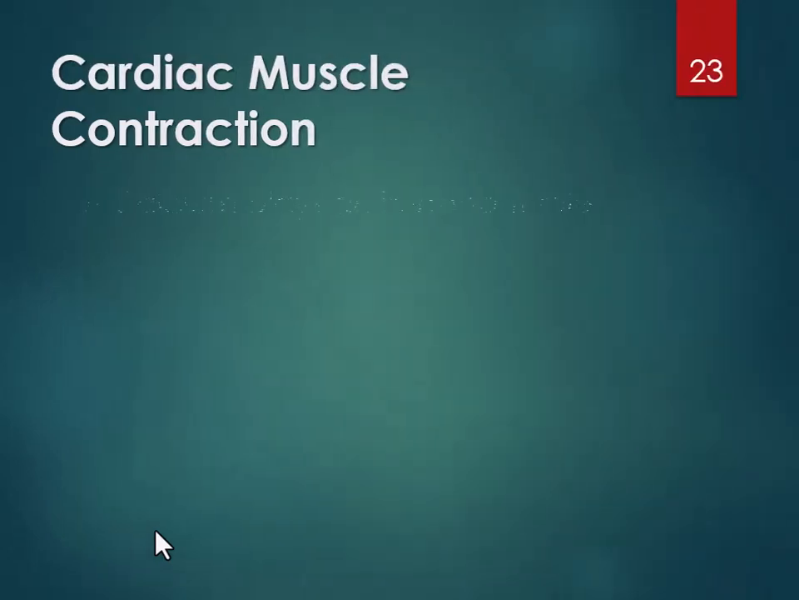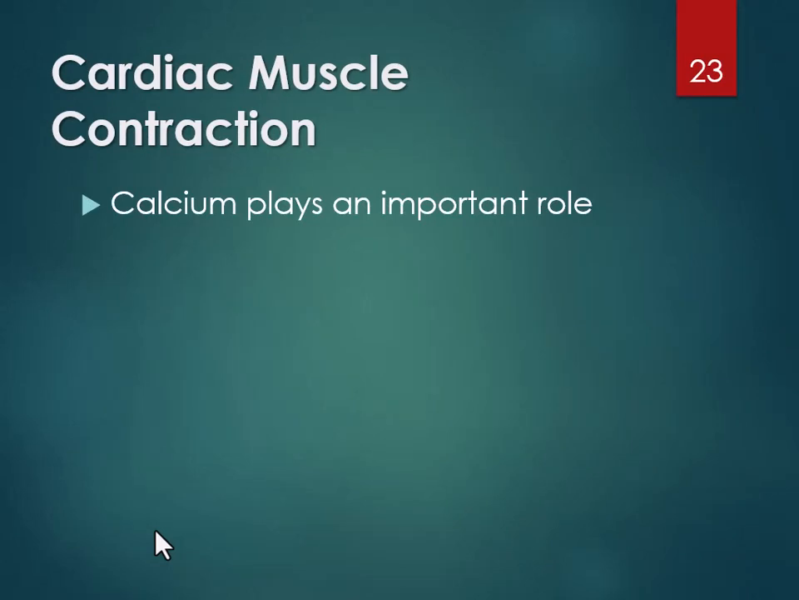In your heart, muscle contraction again is pretty similar. Calcium plays a very important role in heart muscle contraction. Not only is calcium released inside from the sarcoplasmic reticulum, just like we talked about, but it's also the ion that causes depolarization of the membrane. It's sodium in skeletal muscle contraction, it's calcium in cardiac contraction. In fact, one of the ways we slow down people's heart rate is give them calcium channel blockers.